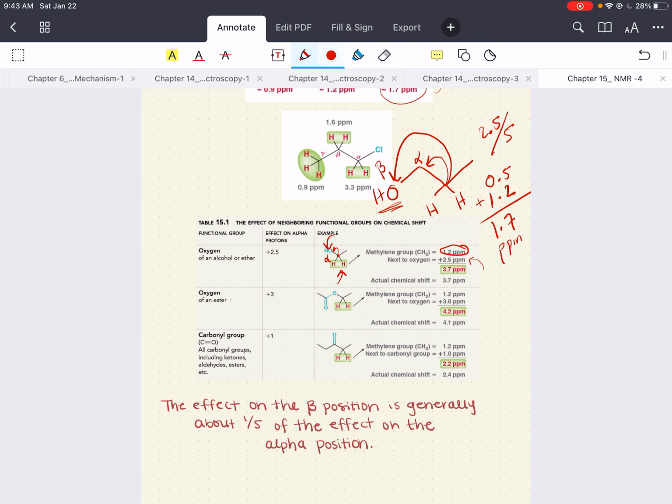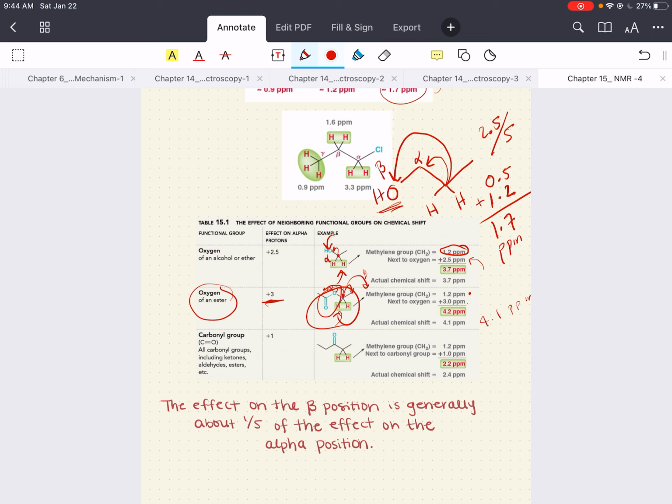Now if you have an oxygen as part of an ester, that's going to have an effect of 3 on your chemical shift if it's directly attached, if it's in the alpha position. Here's your carbon. Whatever is directly attached to that carbon is your alpha position. Anything one down will be a beta position after that. So if you have your methylene group right here and right next to it is attached an oxygen in the form of an ester, you want to add 3 to your 1.2 ppm. The actual chemical shift of this group right here is going to be 4.1 ppm.